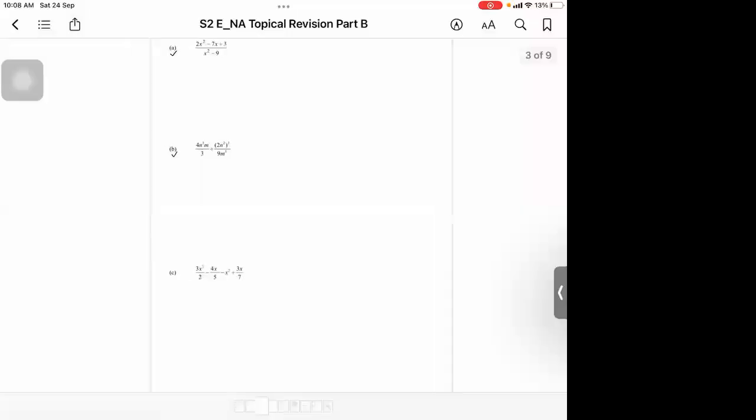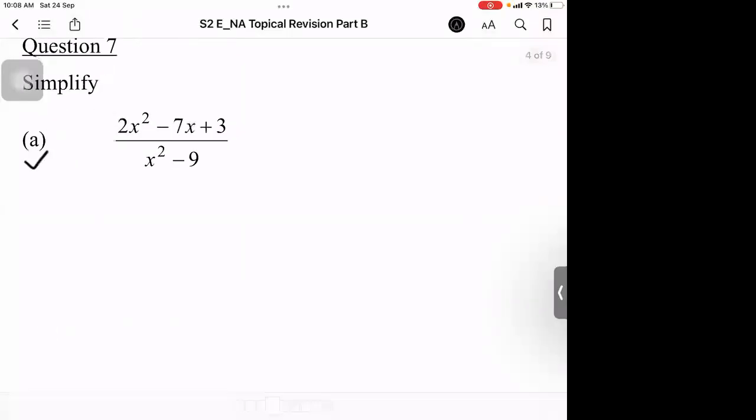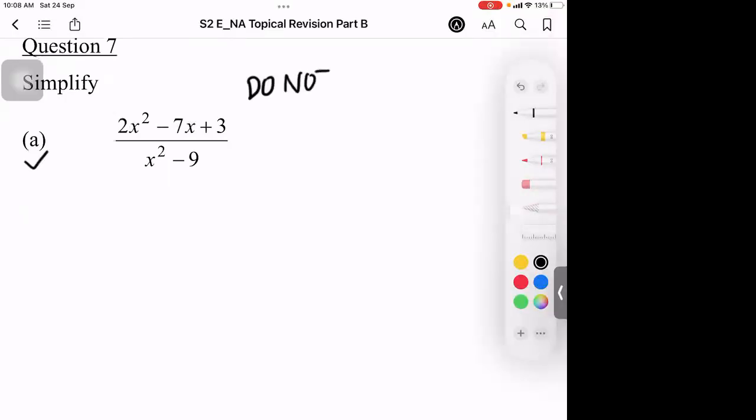Next question, this one. When this one cannot cancel, I know students will cancel, I don't know what you'll do. Don't cancel, do not cancel. Do not cancel anything. When there is addition or subtraction, don't cancel. What do we do? We should factorize. I'll send you my favorite letter, the F word.